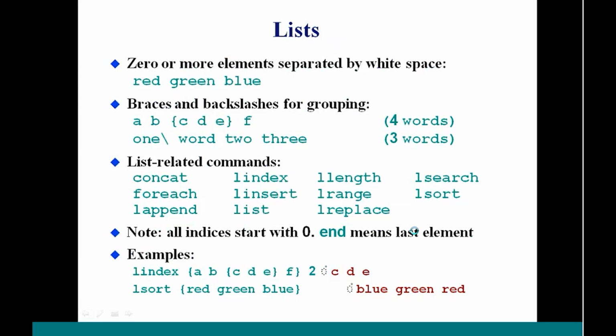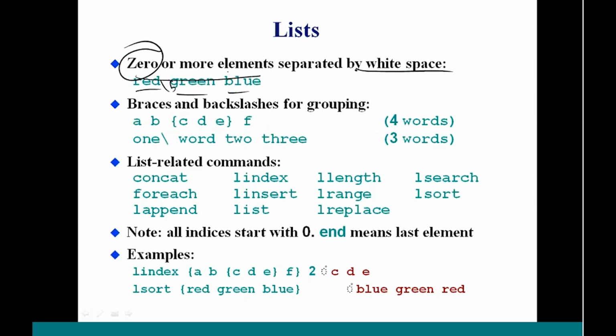Now let's talk about the lists. The lists are nothing but 0 or more elements separated by white space. Again, the key component is the 0. Essentially, it need not be just 1, it can be just 0. And here, red, green, blue. This is a list essentially because it has white space in between.